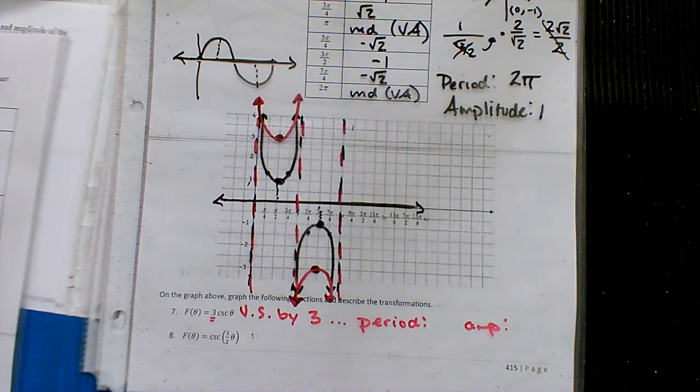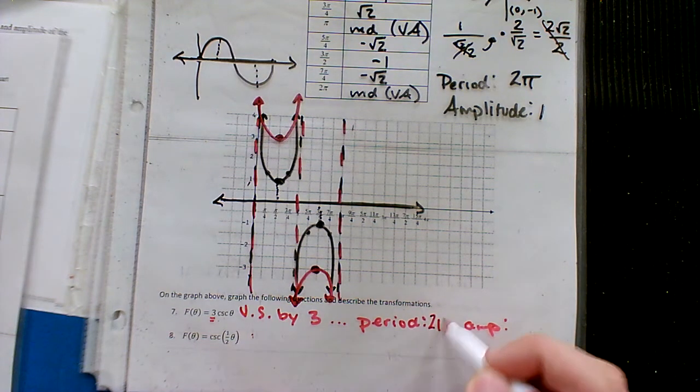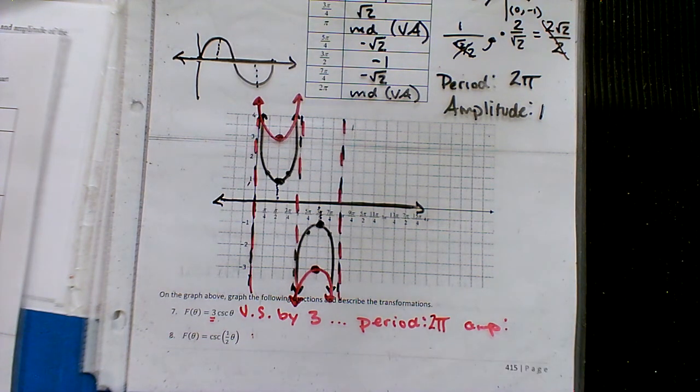All right, can we pick apart period and amplitude? How wide is our red section? Still 2 pi, right? We did not change the width, so the period stayed the same. What about the amplitude? From the middle of your graph, how much do you have to count up or down to get to a vertex?